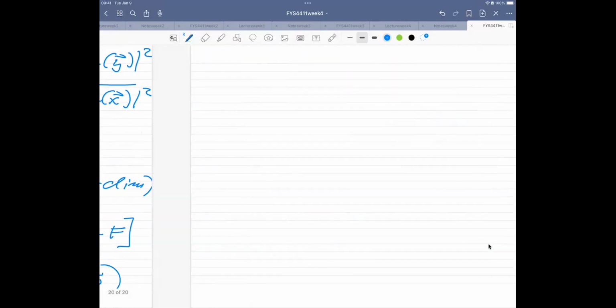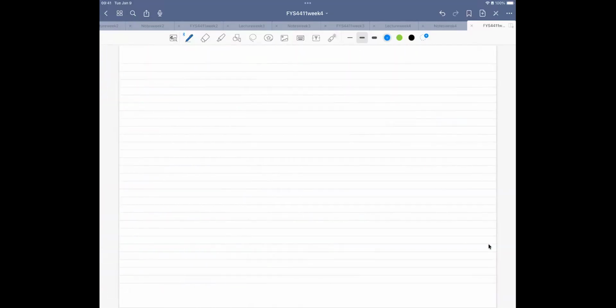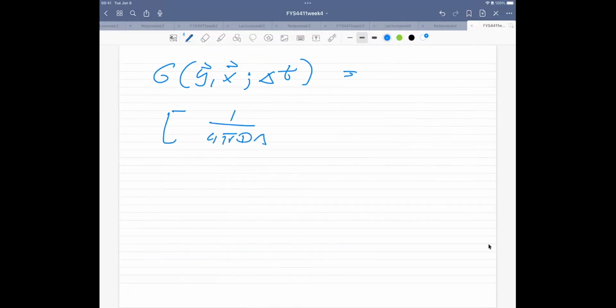And this is where we stop today. This Green's function for going from y at the time to x at the time with a time step delta t is going to be given by a factor of 1 divided by 4 pi D delta t to the power of 3/2.